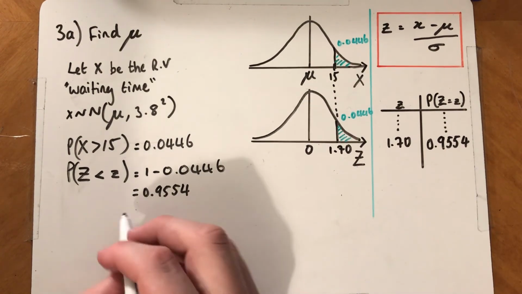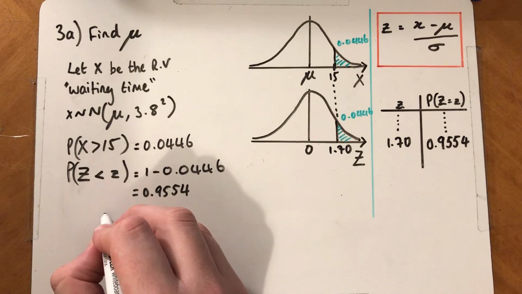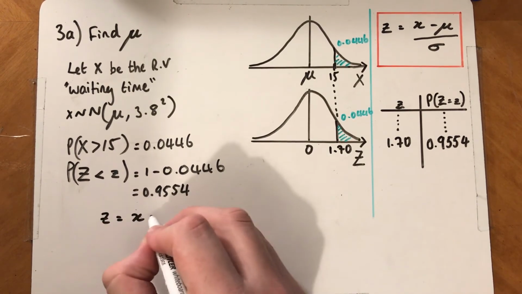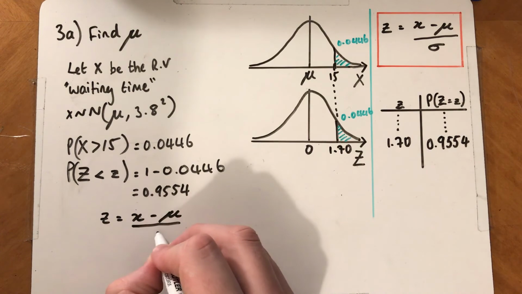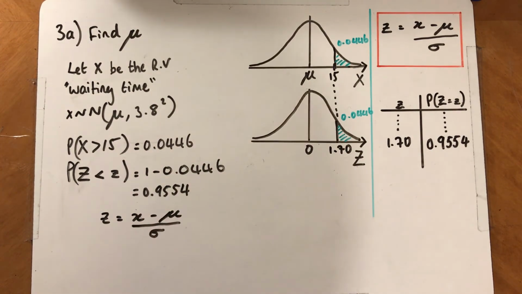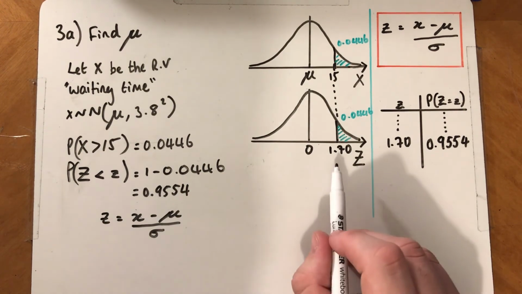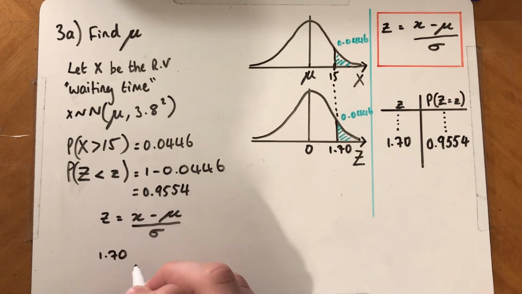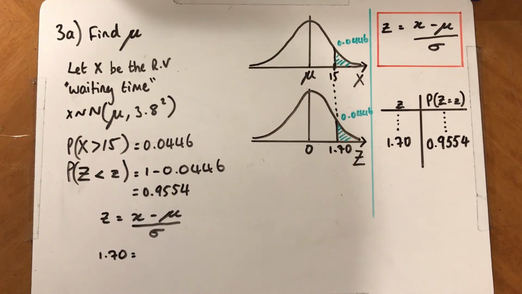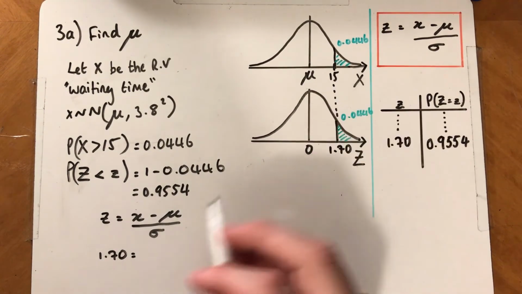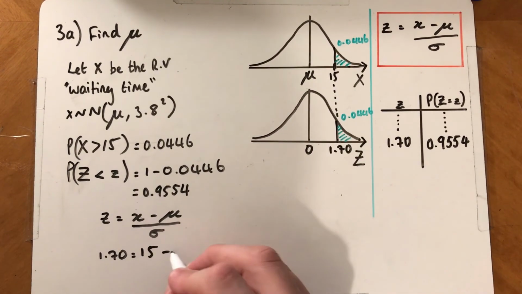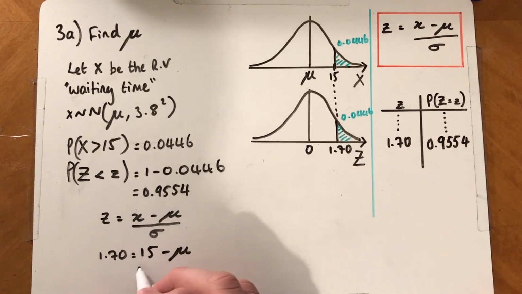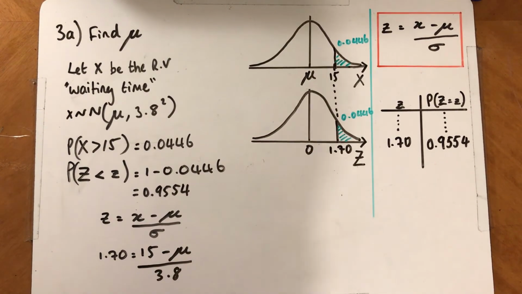So what I'm going to do now is write out this formula again. I can say z equals x minus mu over standard deviation and simply substitute all of these values in. I know my observed value z is 1.70. I know the observed value x is 15. I don't know what mu is, and I know the standard deviation is 3.8.